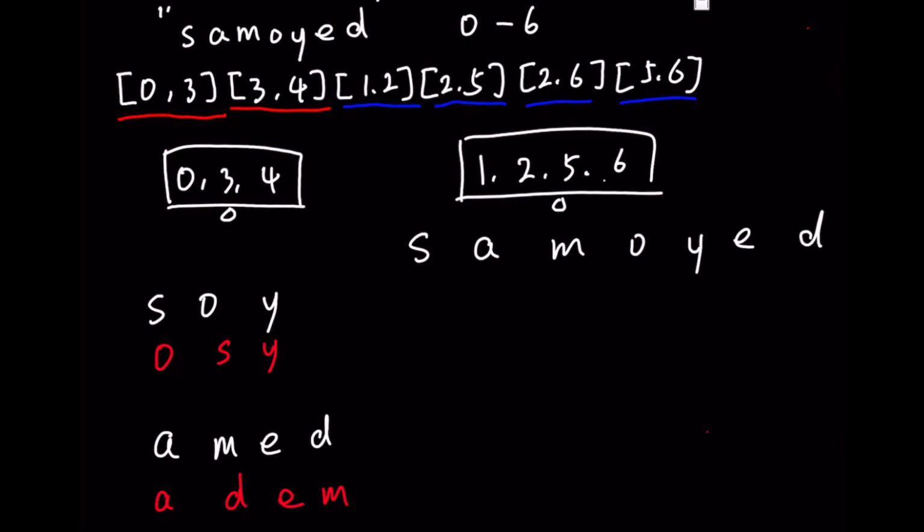Now let's put those groups of characters back to those groups of indices. The first group has index 0, 3, and 4. So we put character O to index 0, S to index 3, Y to index 4. And the second group has indices 1, 2, 5, and 6. So we put A to index 1, D to index 2, E to index 5, and M to index 6. Last and final answer we can get.